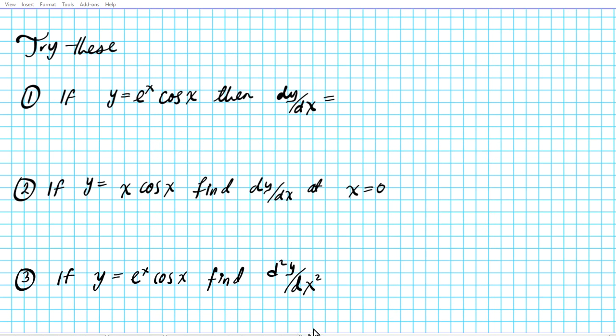Alright, hopefully you had a chance to try out the problems. These are the answers for problem number 1. dy/dx is equal to e to the x cosine x minus e to the x sine x. For problem 2, dy/dx at x equals 0, which can be restated as y prime of 0, is equal to 1.